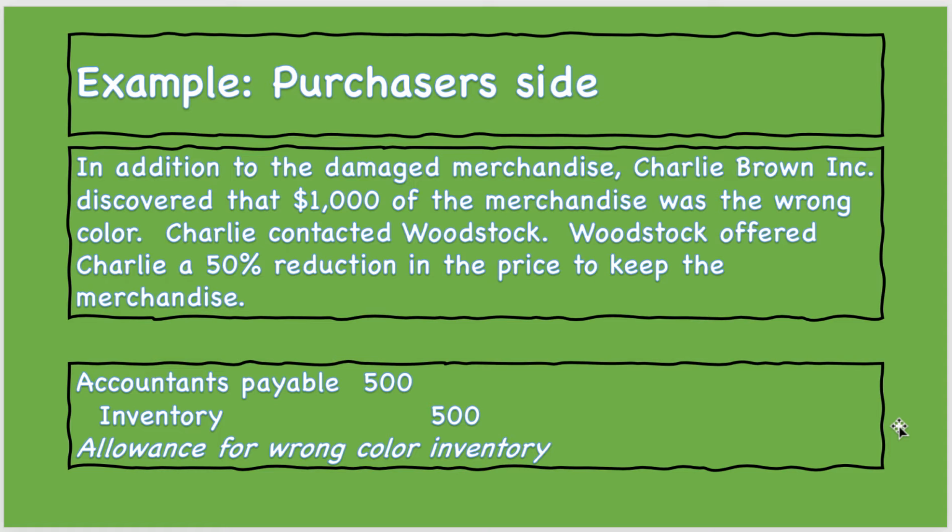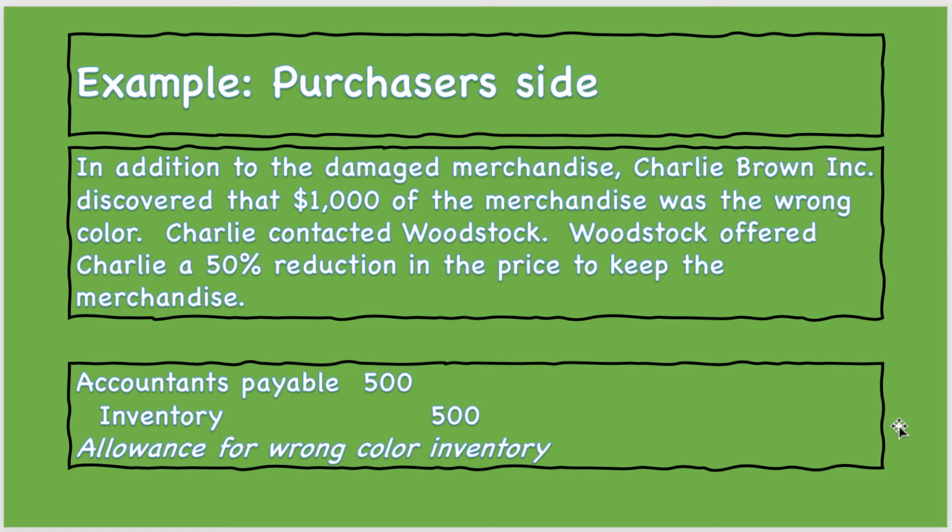So we're going to credit inventory for $500. That's the allowance that we received for keeping this wrong colored merchandise. And we also need to decrease our accounts payable. Why? Because we don't owe Woodstock $1,000 for this damaged merchandise or wrong colored merchandise. We now owe them $500. So our accounts payable are decreasing by $500. Our inventory is also decreasing by $500.